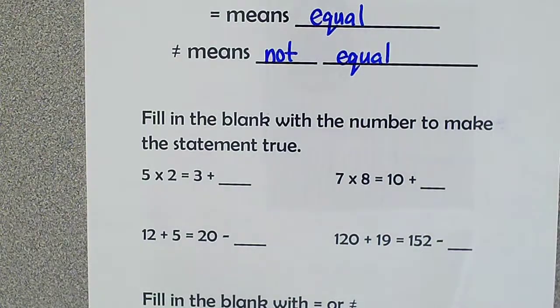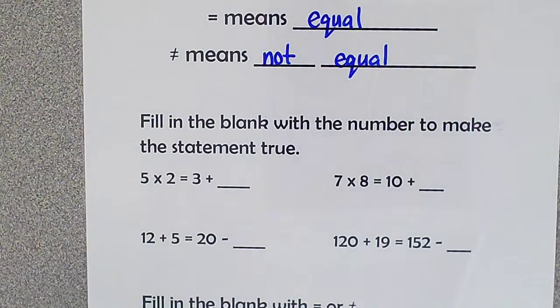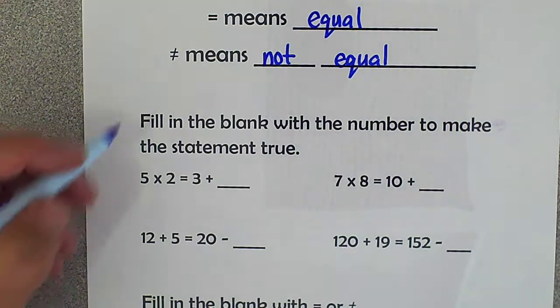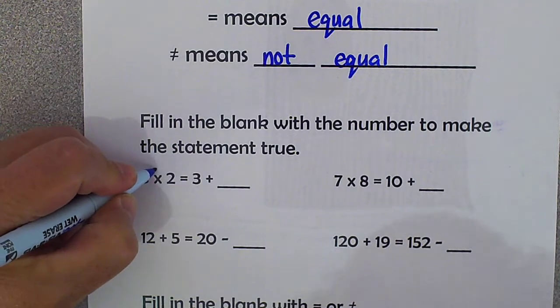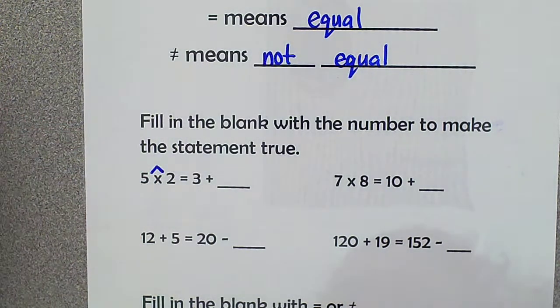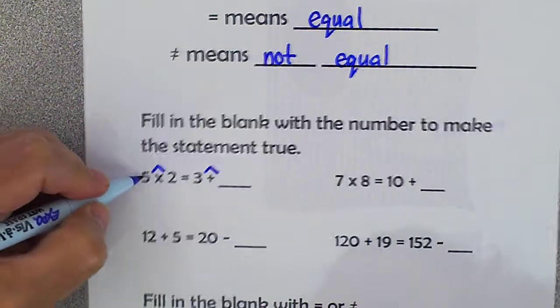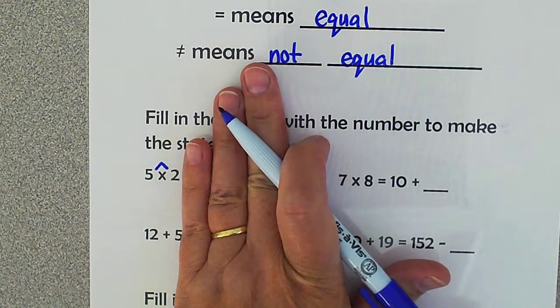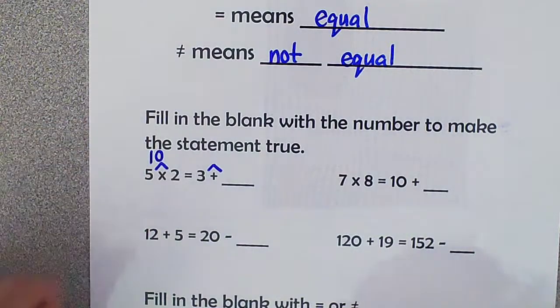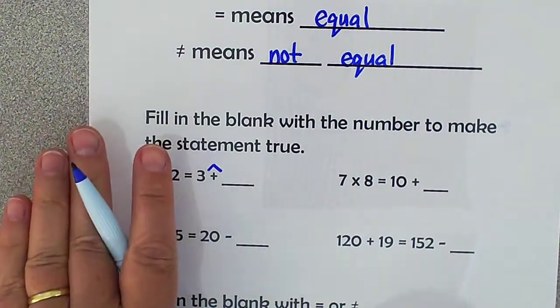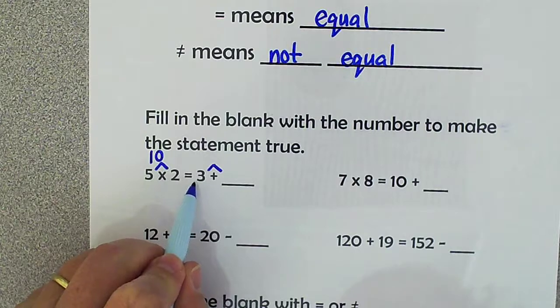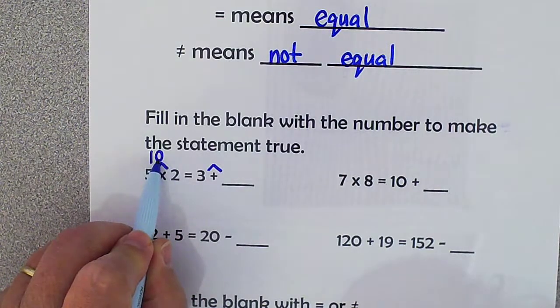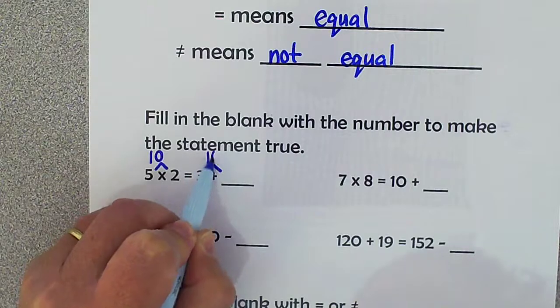First, we're going to fill in the blanks with the number to make the statement true. Each side of your equation or number sentence needs a TP. So that's the first thing I'm going to do. Then I'm going to work out just the left-hand side. 5 times 2 is 10. Next, I'm going to work out just the right-hand side. But what you need to know is that your left-hand side must be equal to your right-hand side.